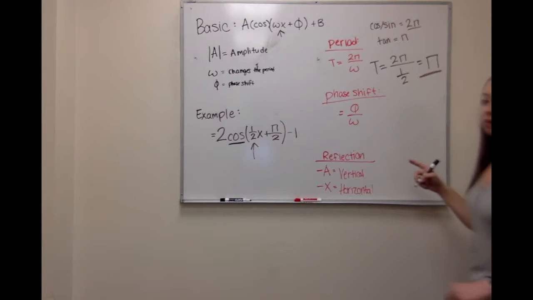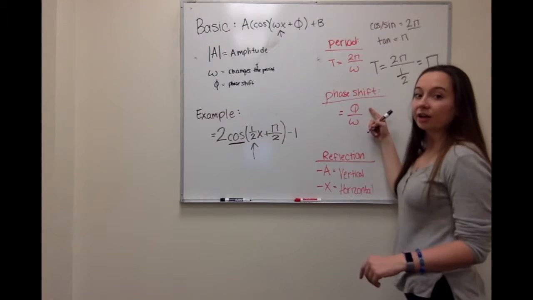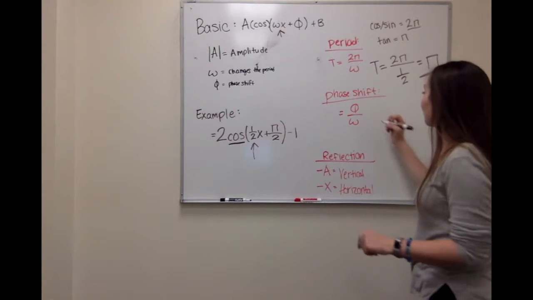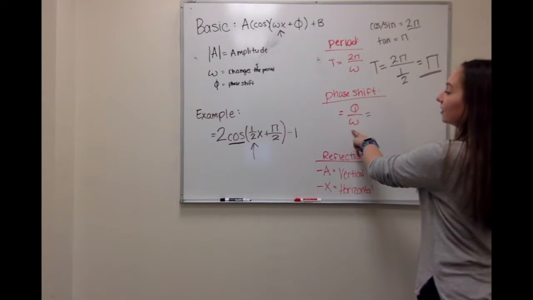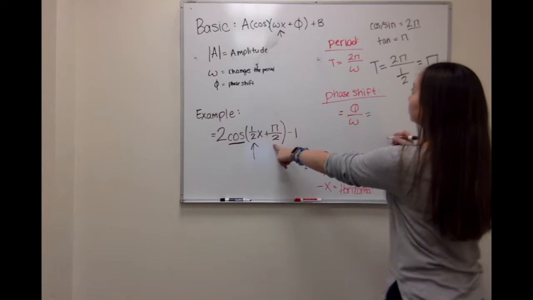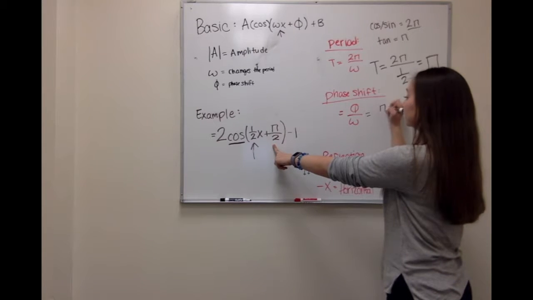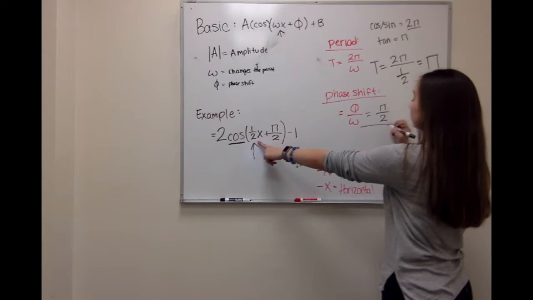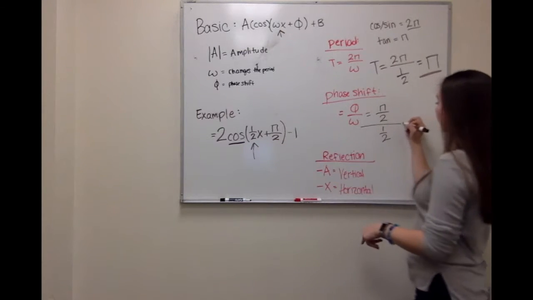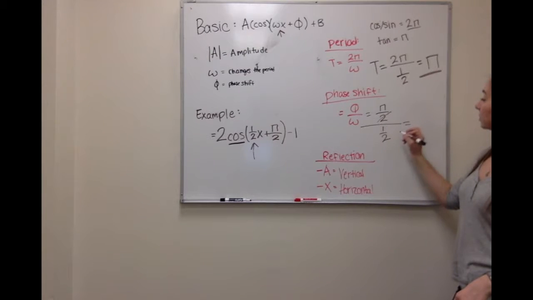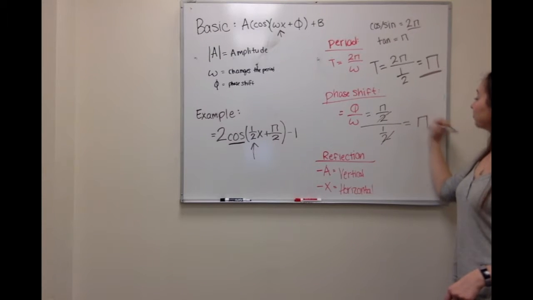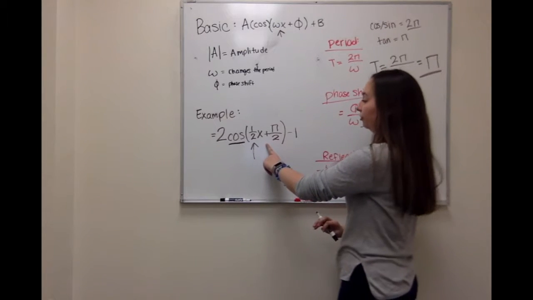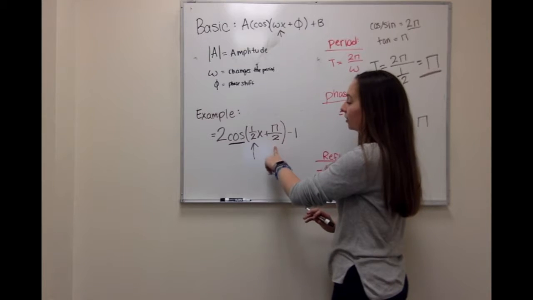Okay, for the phase shift, it's equal to chi over omega. For this function, our chi is pi over 2, and omega is 1/2, and again, our 2's will cancel, and we're left with pi. But you have to be careful because in our equation, it's adding pi over 2.